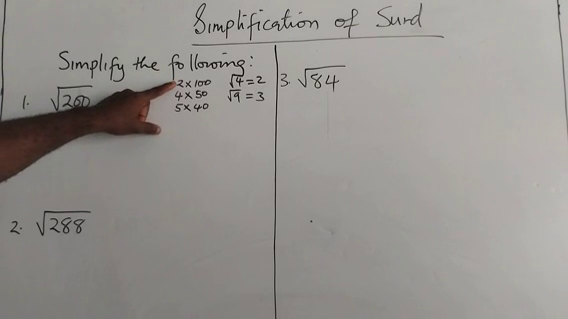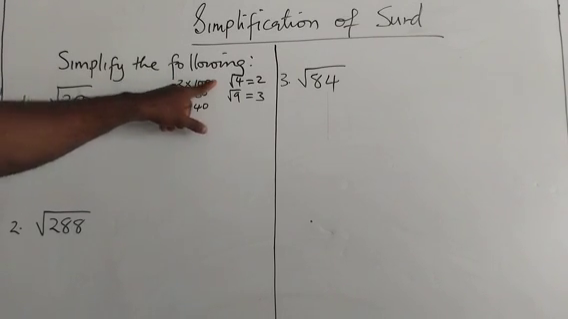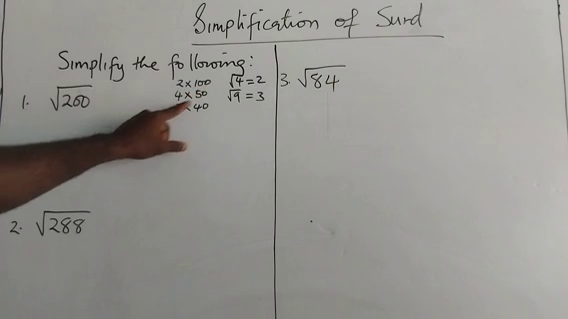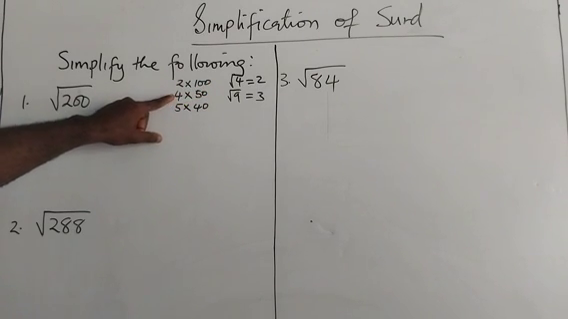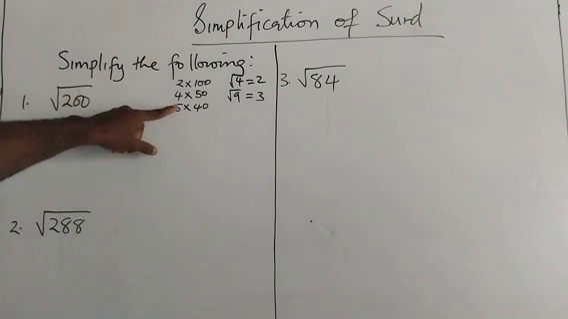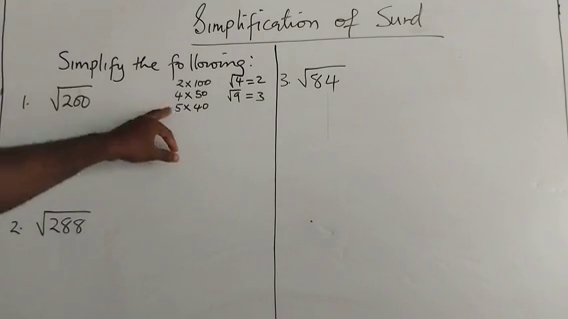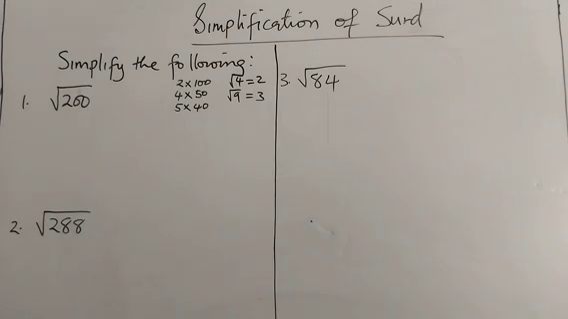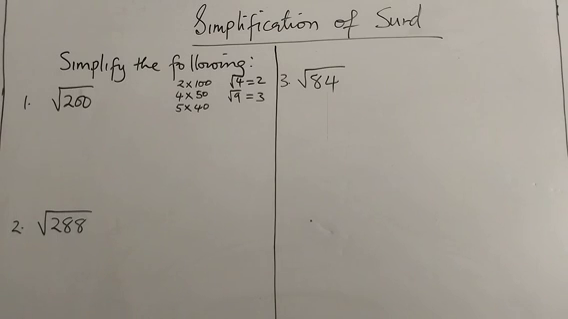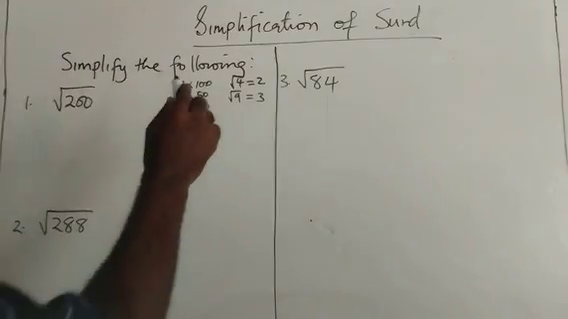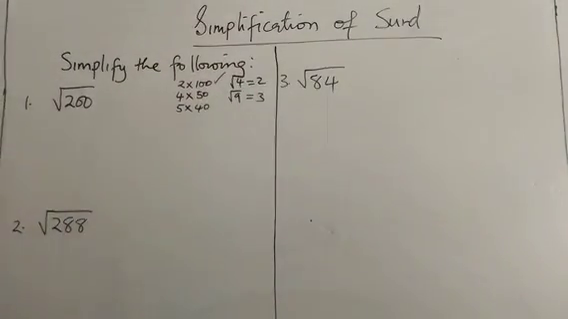Now, if you look at the first combination, 100 is a perfect square. In the second one, 4 is a perfect square. But the third combination has no perfect square. So that one is out of the way. Looking at the first 2, which one are we going to choose in order to simplify root 200? I would advise you to choose the first one.